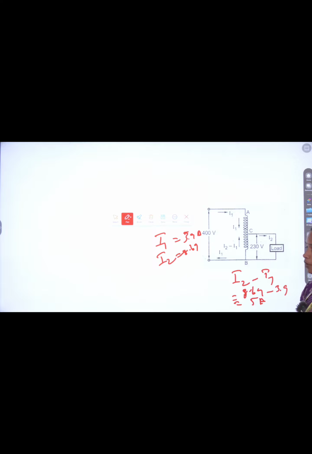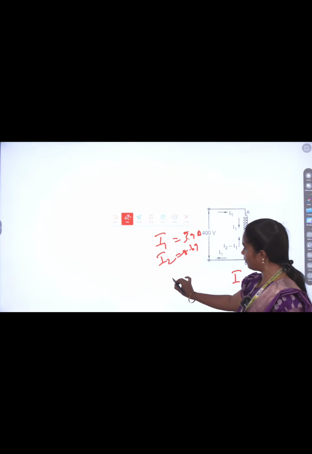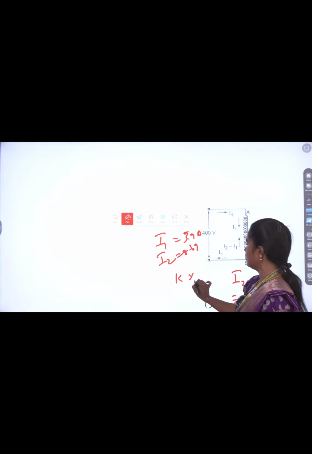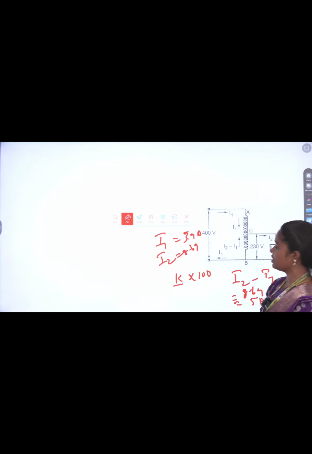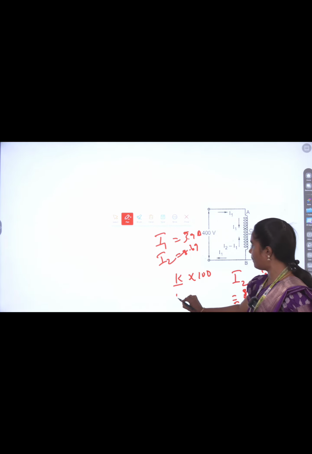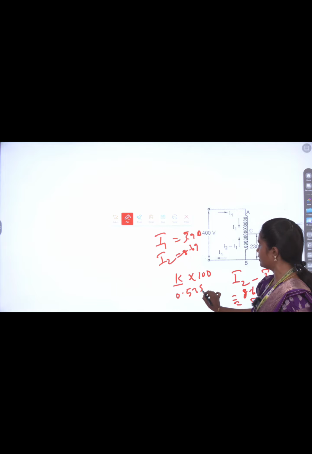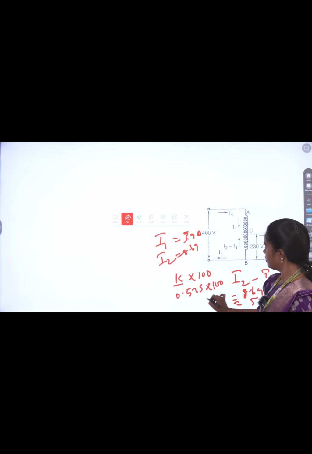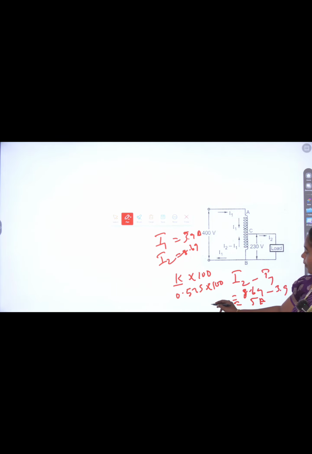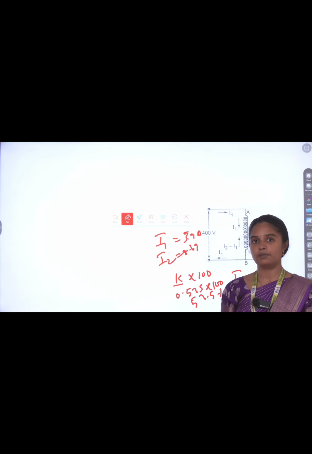Next one, copper saving percentage. The formula for saving of copper in percentage is K into 100%. The transformation ratio K value is 0.575 into 100. So the final copper saving percentage is 57.5%. Thank you all. We will discuss the next topic in the next class.